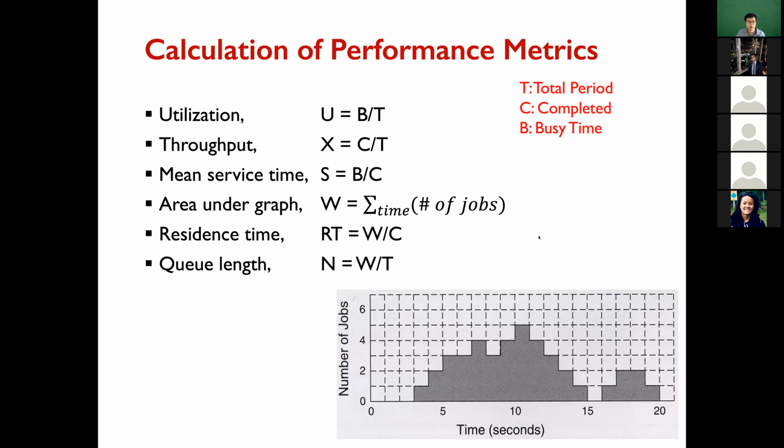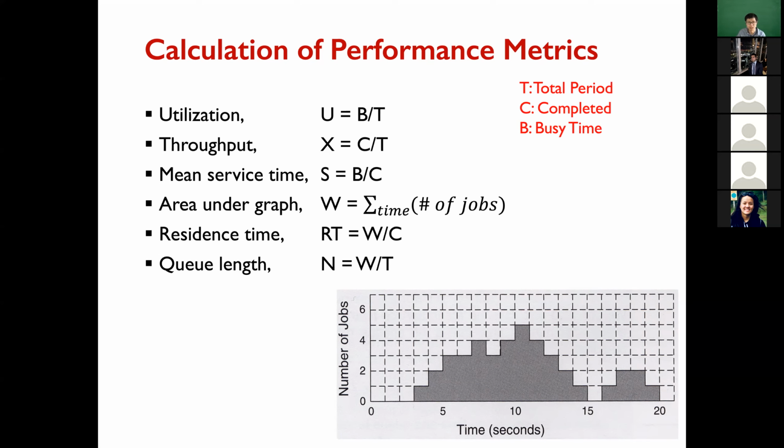Right? And we have the queue length. Queue length is the area under the graph divided by the total time. The queue length is the number of jobs in a queue, right? So all these variables are average values. We calculate the average values.